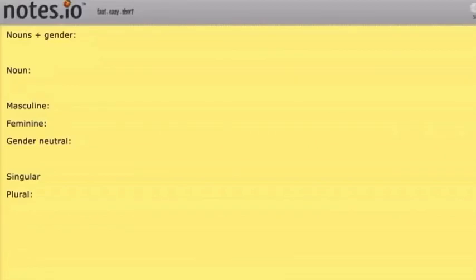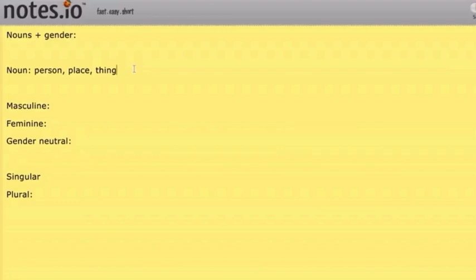Today we're going to be going over nouns and gender in Spanish. Now, it's first important to define a noun and to know what a noun is. A noun is a person, a place, or a thing. You may remember learning that from a long time ago when you were in elementary school, so it's going to be the same in Spanish.